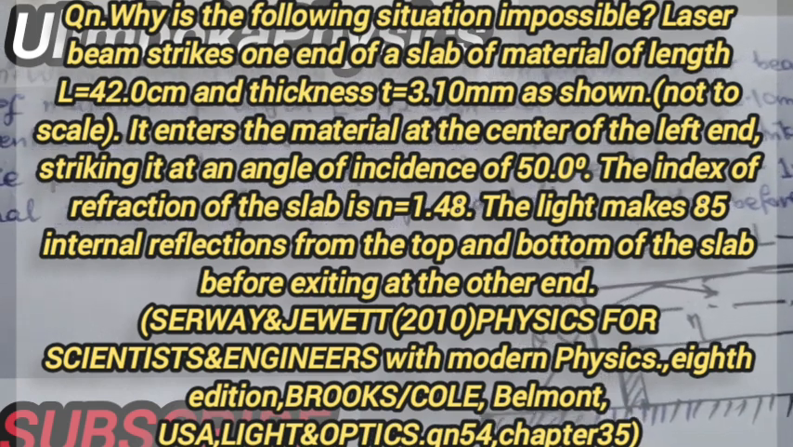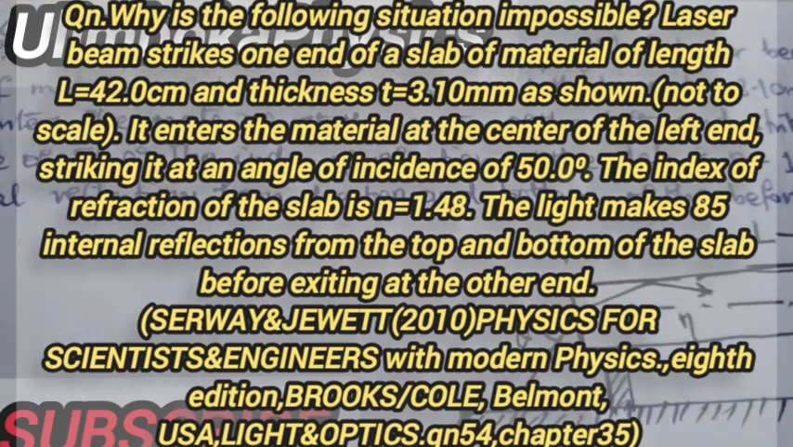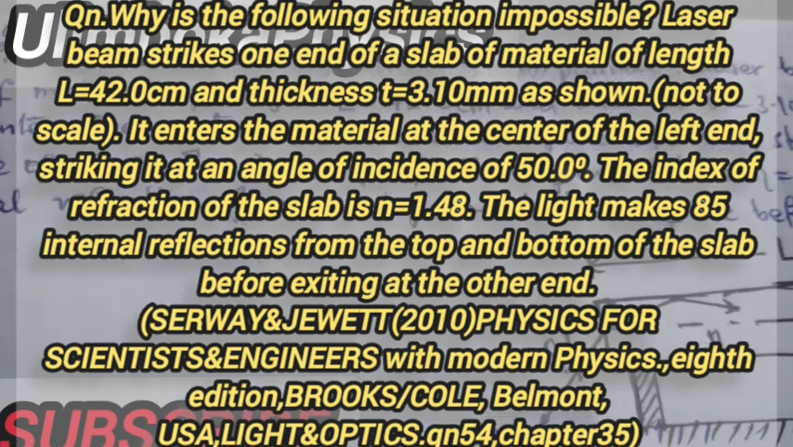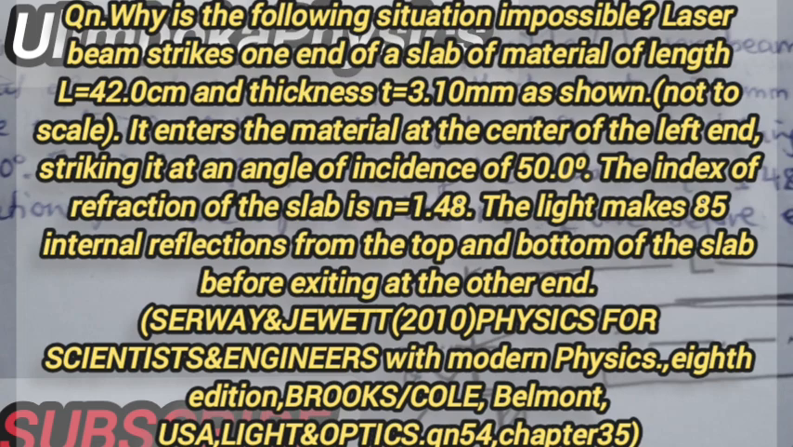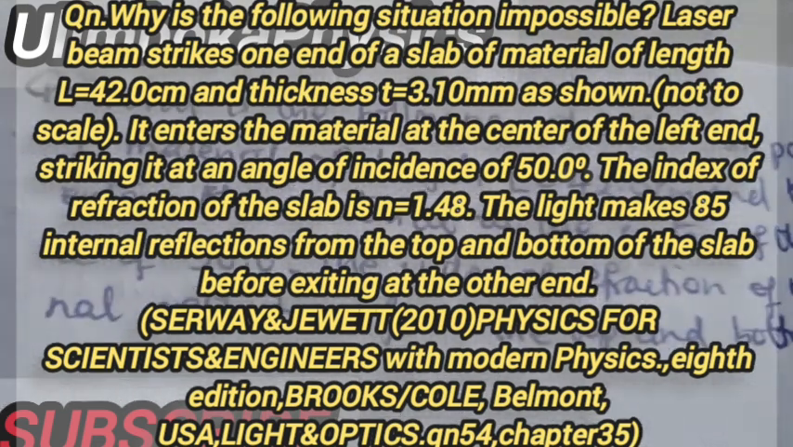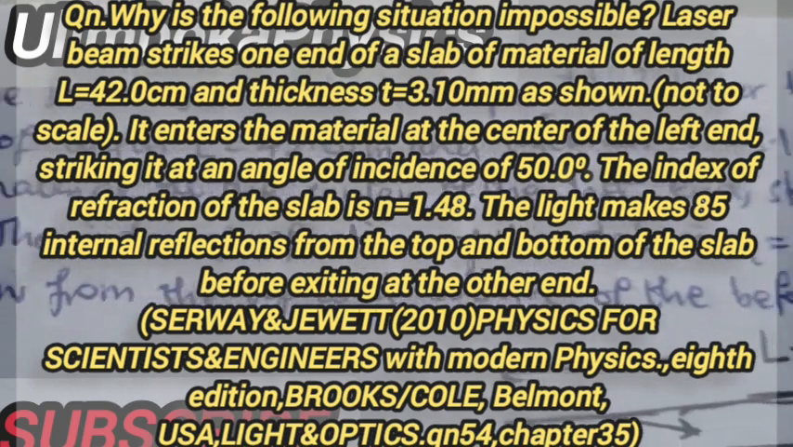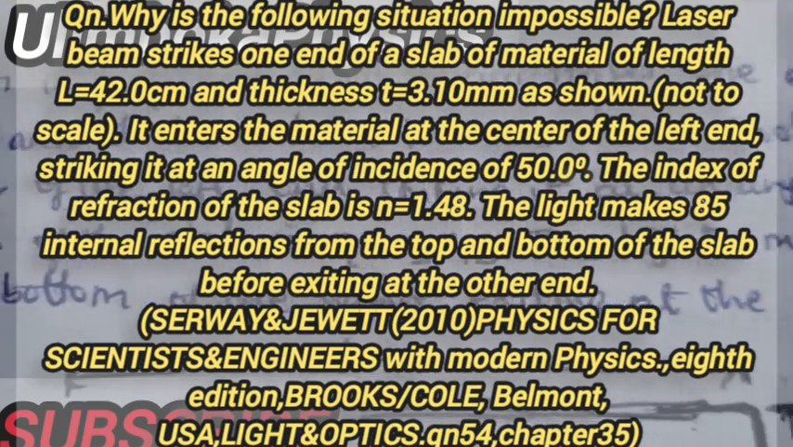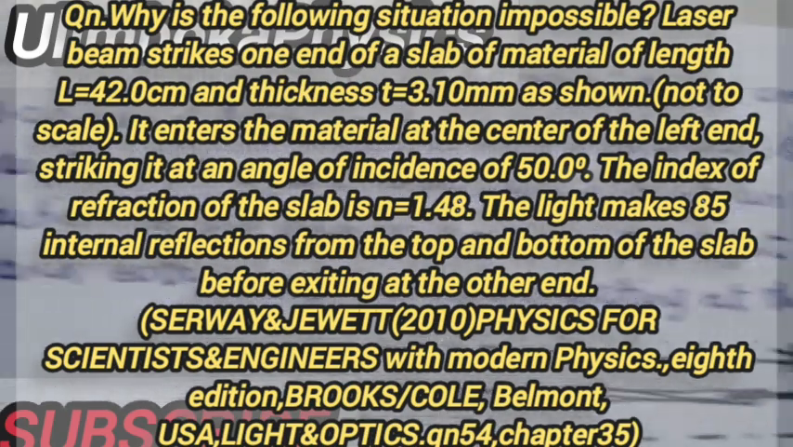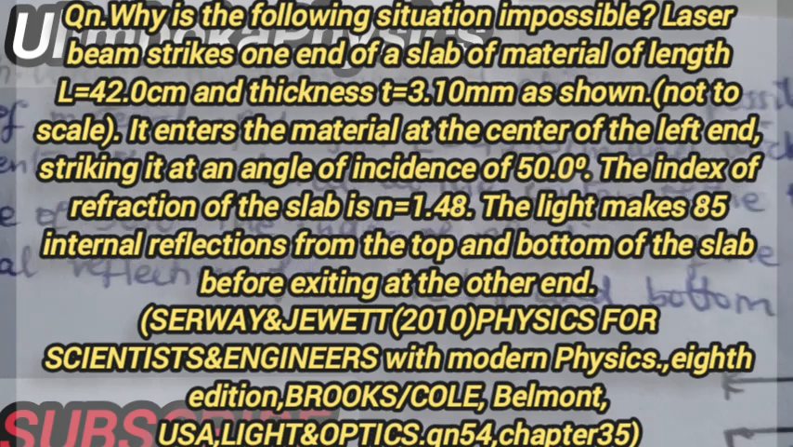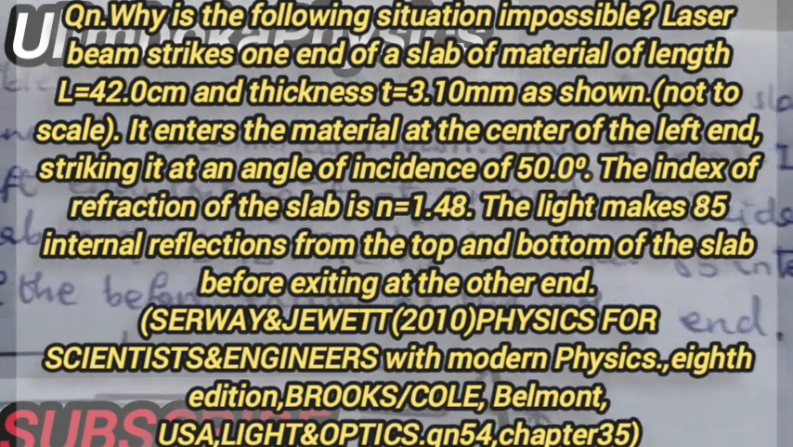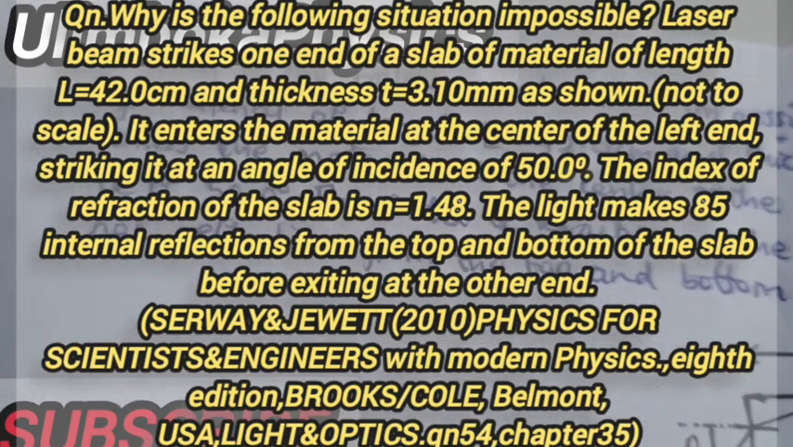Reflections and refractions on plane surface. This question below states: why is the following situation impossible? A laser beam strikes one end of a slab of material of length L, which is equal to 42.0 centimeter, and thickness T, which is equal to 3.10 millimeter, as shown, not to scale. It enters the material at the center of the left end, striking it at an angle of incidence of 50 degrees.